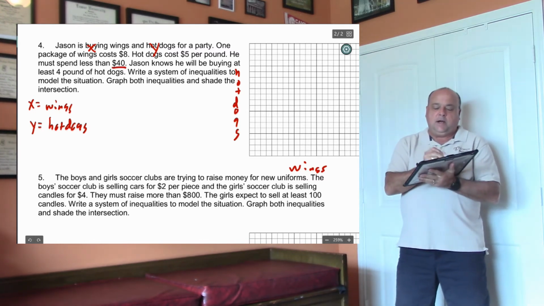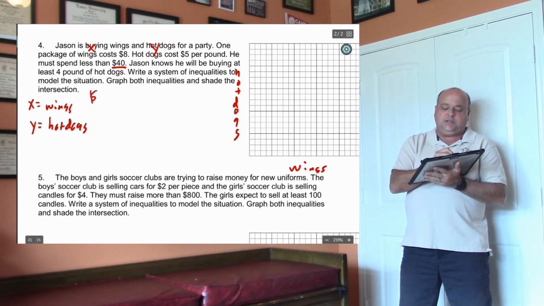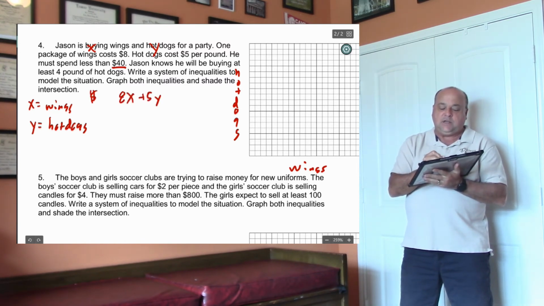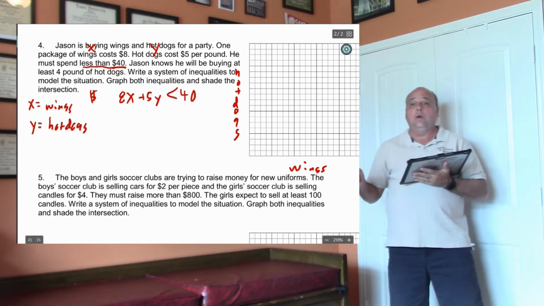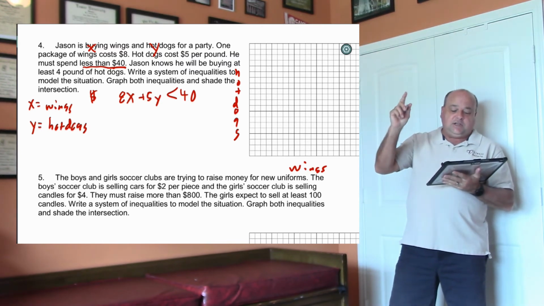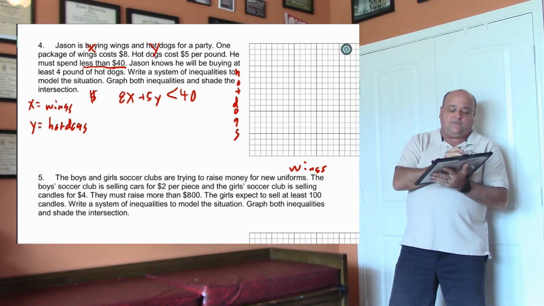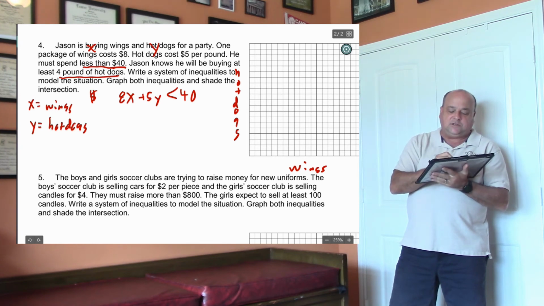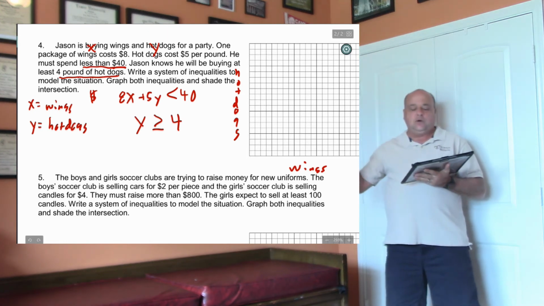Okay, this is our money equation. So the money equation is going to be 8x plus 5y is less than 40. So he cannot spend over 40 bucks. Once he gets to 40, he's out of money. Now then, Jason knows he will be buying at least 4 pounds of hot dogs. Hot dogs is Y, so Y has to be greater than or equal to 4. So these are our two equations.